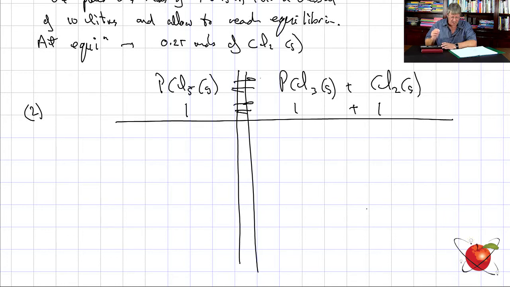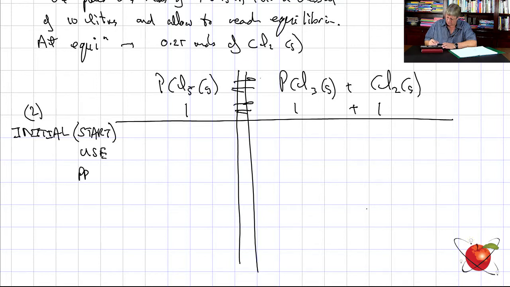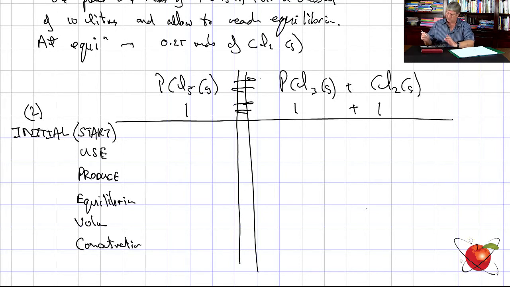I use the word initial. That is our at the start. Change, I use here use and produce. And equilibrium over here. Below I write in volume and concentration, because I know I have to reach concentrations. That's important. So get that table down.